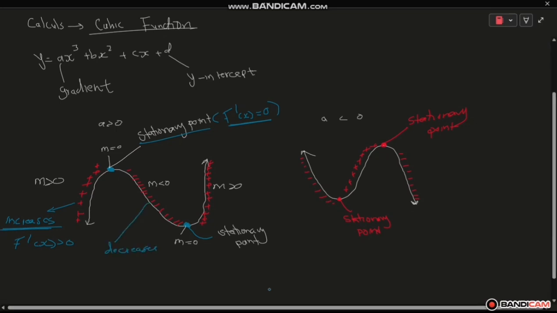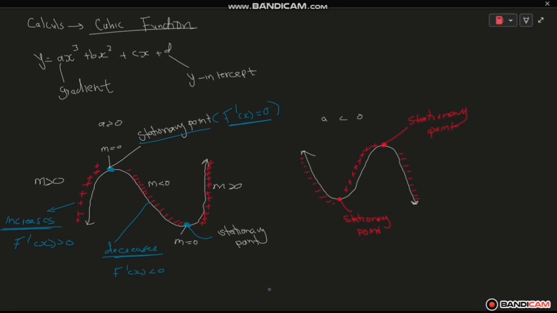Then when they say the graph decreases, or for which values of x is the graph of f decreasing, you say first derivative less than 0. I hope that makes sense. So whenever you're asked to find stationary points, first derivative equals 0, you solve for x.